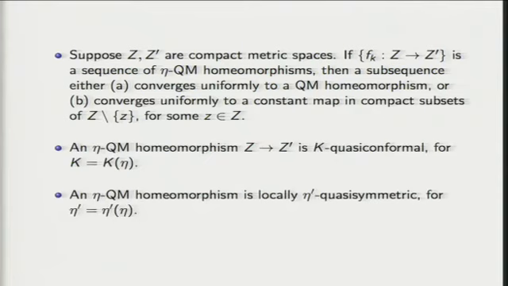Okay. And if you're familiar with the notion of quasi-symmetric homeomorphism, well, there's more than one relationship here, but the simple one is if you take something which is eta Quasimobius, then locally near each point it will be quasi-symmetric.